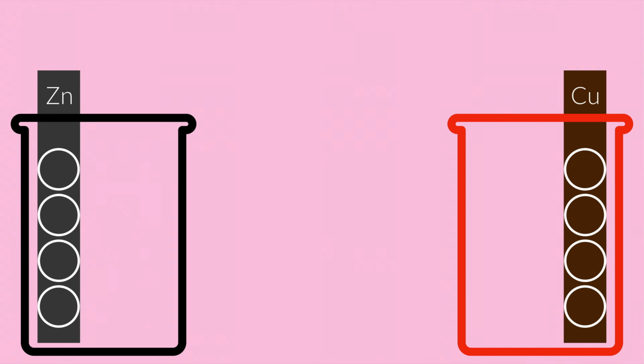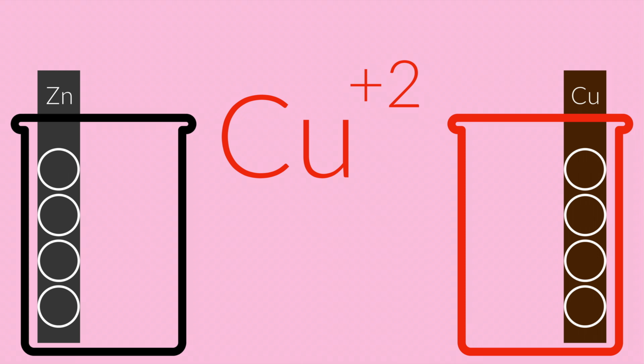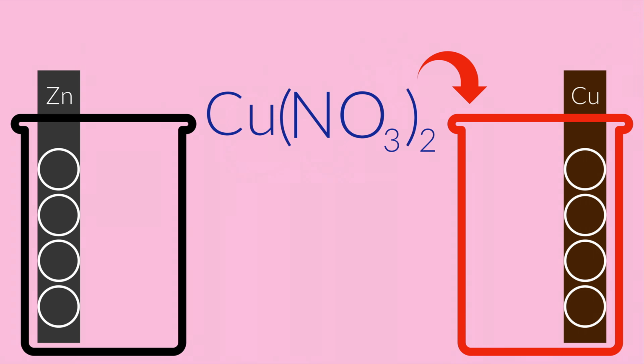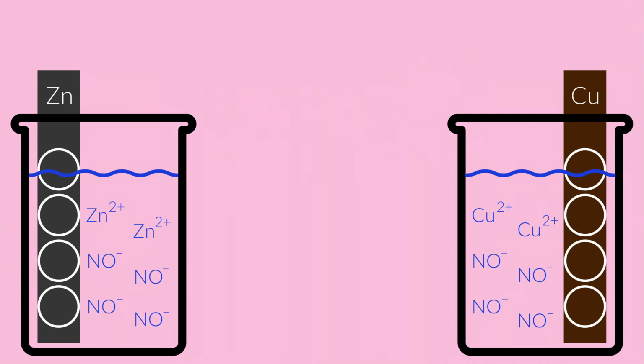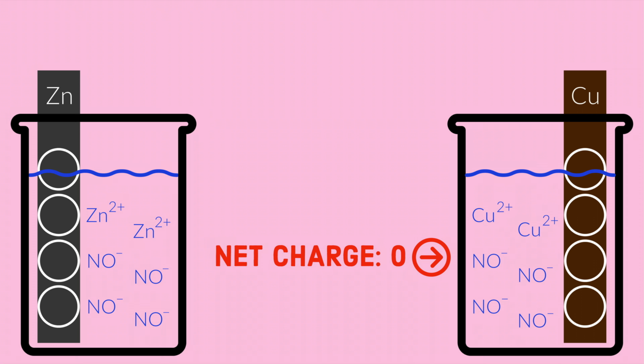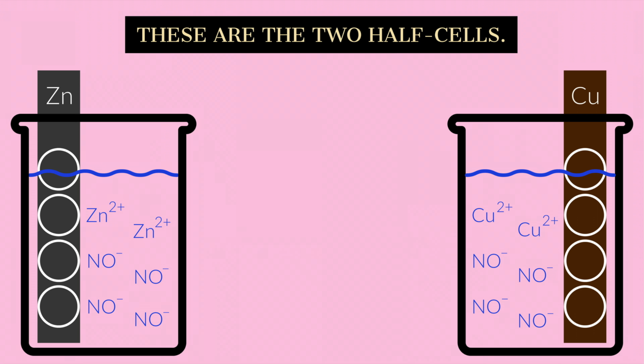In beaker 2, choose a solution that contains the ion version of copper. That would be copper 2+ ion. A good choice for the solution is copper nitrate. I will show 2 sets of copper nitrate compounds, each completely dissociated. The net charge of the solution in beaker 2 is 0. We have finished setting up the 2 half cells.